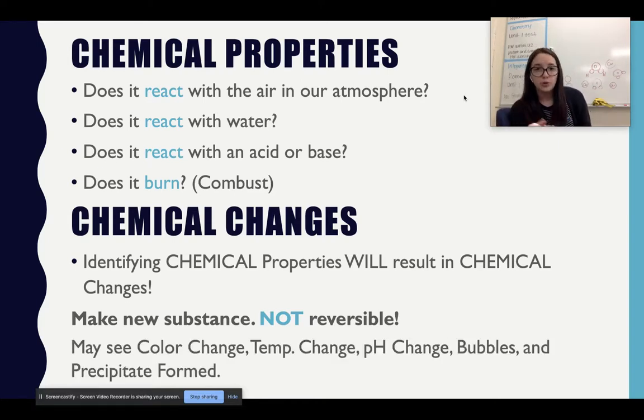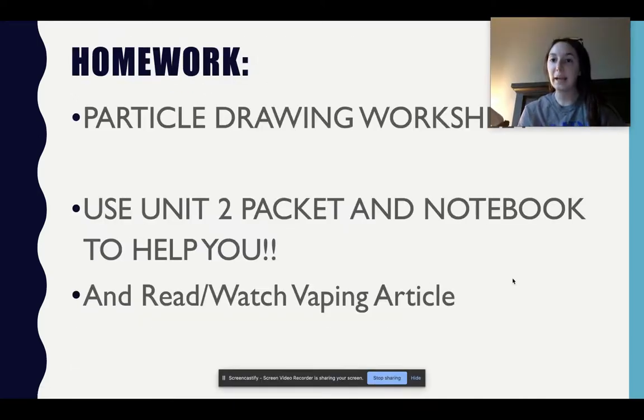When you're doing a chemical change, you're always making a new substance. So think about the lead iodide precipitate that I showed you. When I had lead nitrate react with the potassium iodide mixture, those broke apart. They broke the bonds between the potassium iodide and the lead nitrate to form lead iodide precipitate. So I made something new. I can't go back and change that. I can see a color change, a temp change, pH change, bubbles, and a precipitate form to really show me my chemical changes.